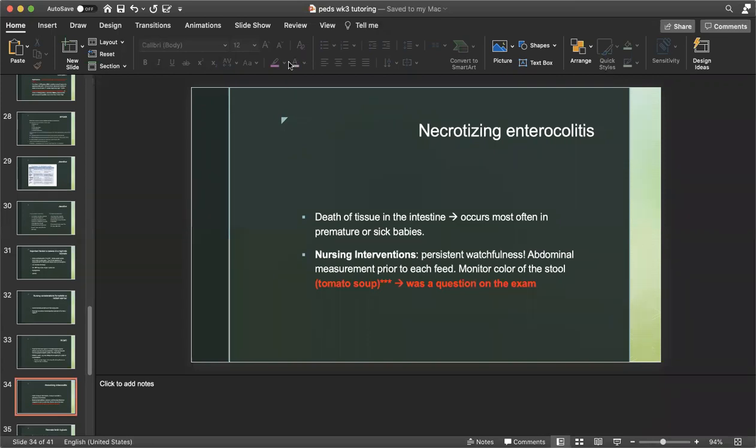A big thing, and I specifically remember this being a question on the exam because I knew it for sure: the tomato soup colored stool. That was a huge thing she emphasized for us. So remember, for necrotizing enterocolitis, tomato soup colored stool. Put those two things together in your head, especially when you're studying, because it might be a question on your exam. It was definitely one on ours, probably one of the first questions on our test.